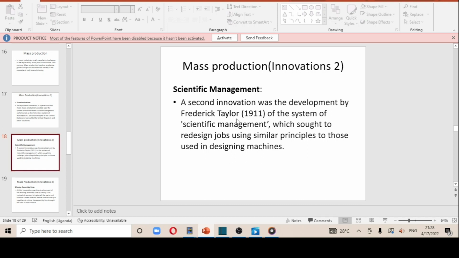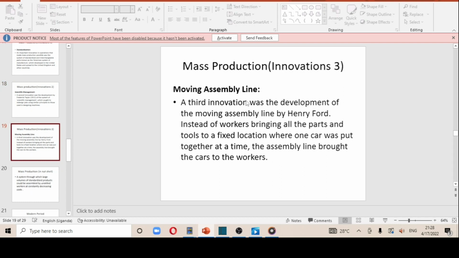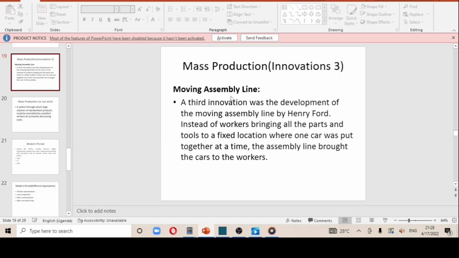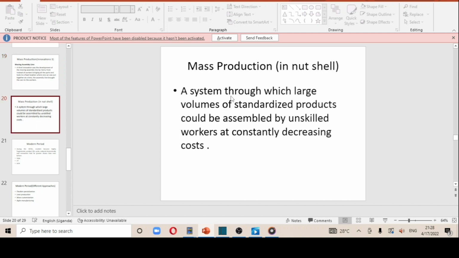Then it had another innovation, innovation three, the moving assembly line. I told you this is where different workers are fixed at different positions, and different parts of the product get to be moved on a conveyor. That is the moving assembly line. Then mass production is summarized in a nutshell as a system through which large volumes of standard products could be assembled by unskilled workers at constantly decreasing costs.